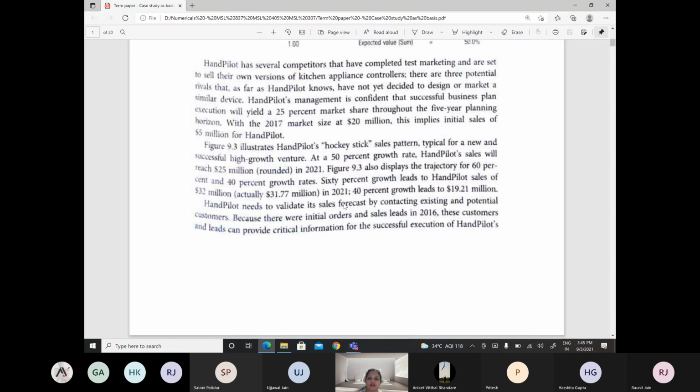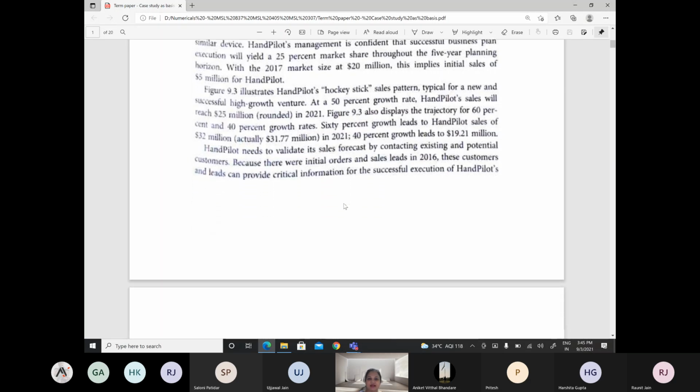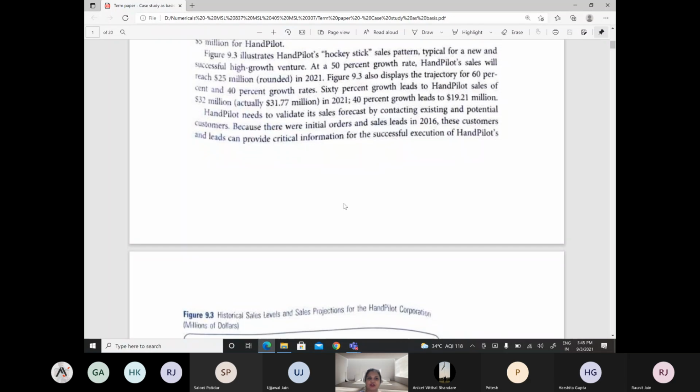Handpilot's management is confident that successful business plan execution will yield a 25% market share throughout the 5-year planning horizon. With the 2017 market size at 20 million, this implies initial sales of 5 million for Handpilot. So figure 9.3 illustrates Handpilot's hockey stick sales pattern, typical for a new and successful high growth venture.